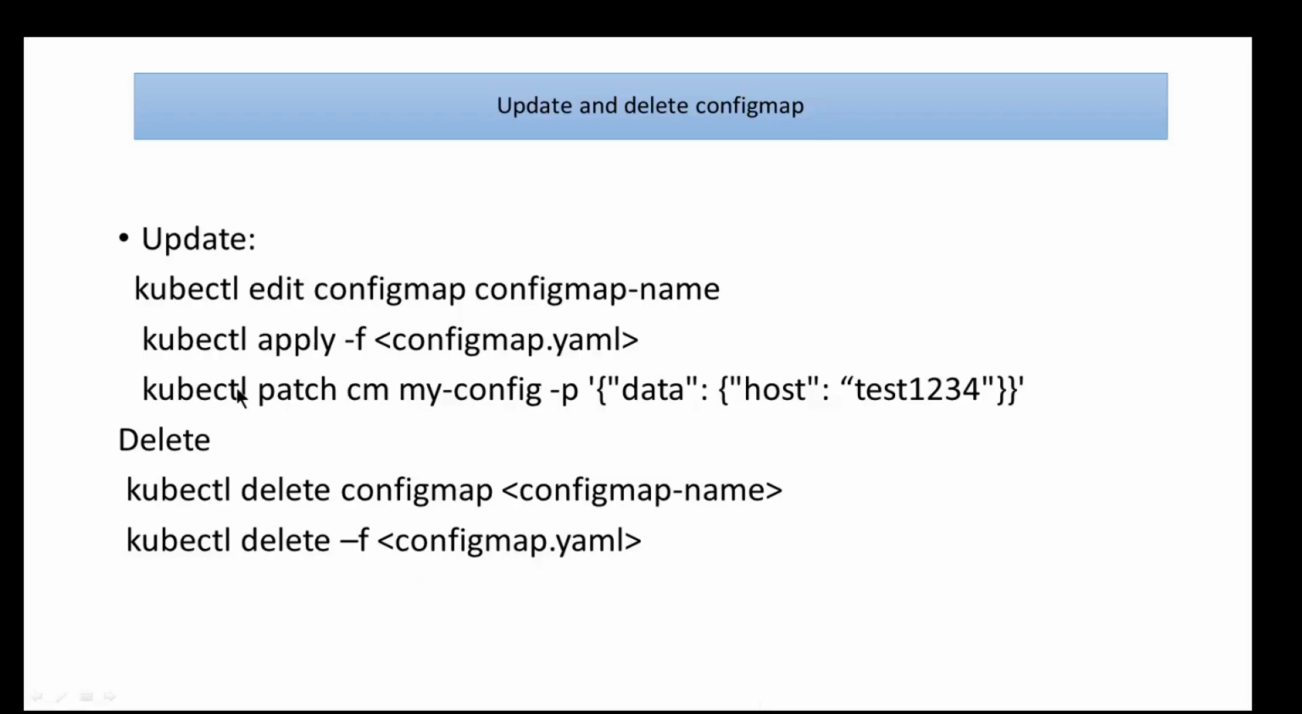So how to delete? It's a straightforward kubectl delete config map name. Also you can use whatever config map manifest you have, with the delete option. It will delete your config map. Whatever name you provide in the manifest, it will go and look for the config map and delete it in the namespace you have mentioned.